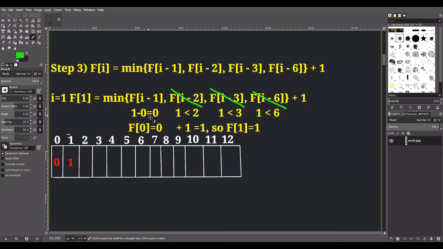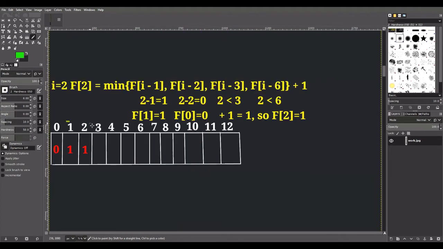So, what is at this 0? 0 represents the index of the value you're looking for. So f of 0 contains 0. So this turns out to be the minimum this time. Add 1 to it because of this plus 1, and that equals 1. So we then set f of 1 equal to 1, like we did here. We then go through and do this for all values of I.